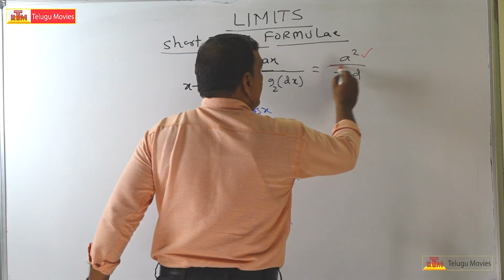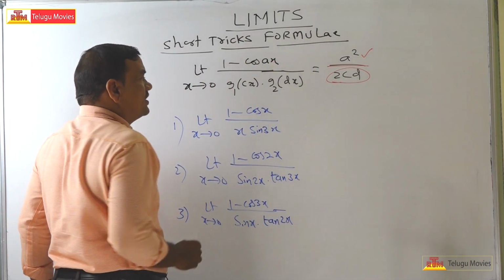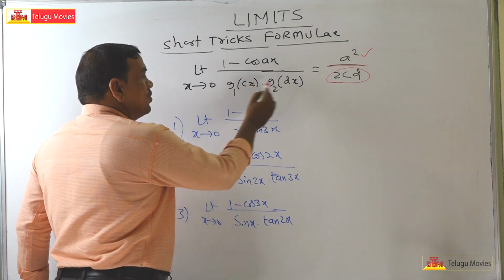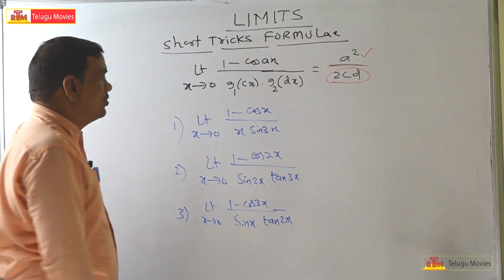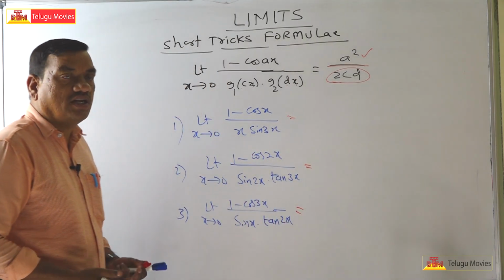The answer is a square upon 2cd. What is a? The x coefficient. What are c and d? The functions will be there, and c and d are also the x coefficients. So that is the answer. With the short trick you can answer within 1 second, or 10 seconds at most.